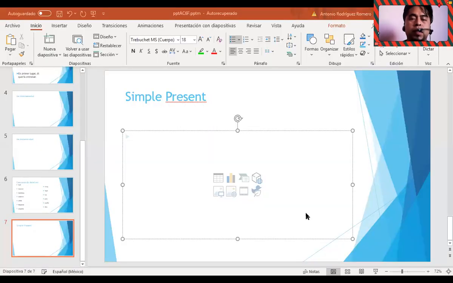Okay, so we're going over there, and this is the wrong one. I'm wrong. Let's move to the other one. So for this, I'm going to stop sharing. I'm going to choose the right screen. Okay, it says simple present.